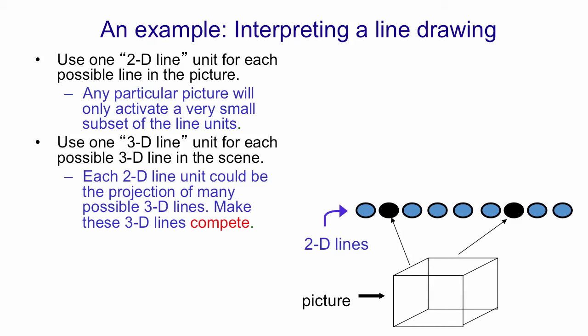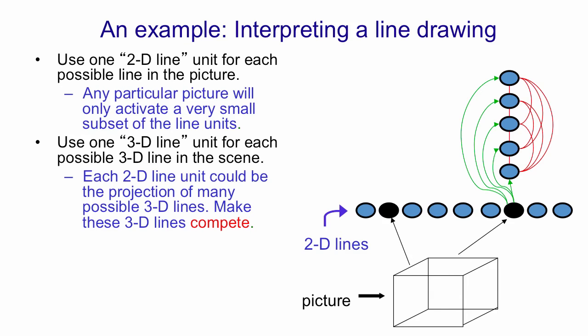Now, what we're going to do is have a whole bunch of 3D line units, one for each possible 3D line or 3D edge. So each of the 2D line units could be the projection of many different possible 3D lines. We therefore need to make the 2D line unit excite all those 3D lines but we also need to make them all compete with one another, because you can only see one of them at a time.